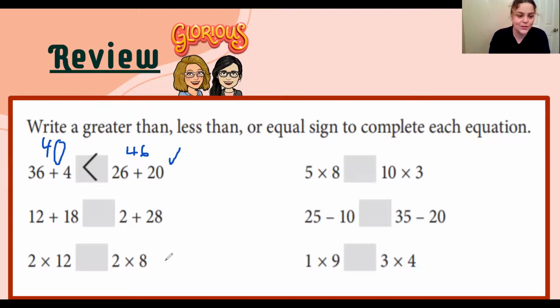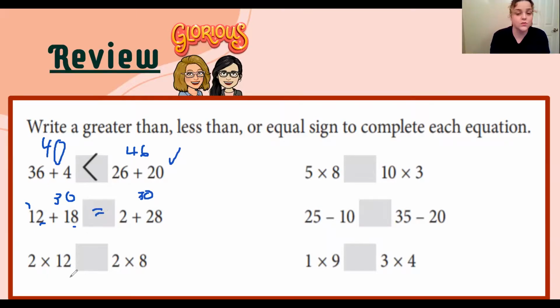So let's start with 12 plus 18. I have 2 ones and 8 ones, that's a 10. And then I have to carry over the 10. So 10, 20, 30, so this side is 30. And then I have 2 plus 28, which is easy peasy, 30. So I'm going to use my equal symbol. 30 is the same, or 30 is equivalent to 30.